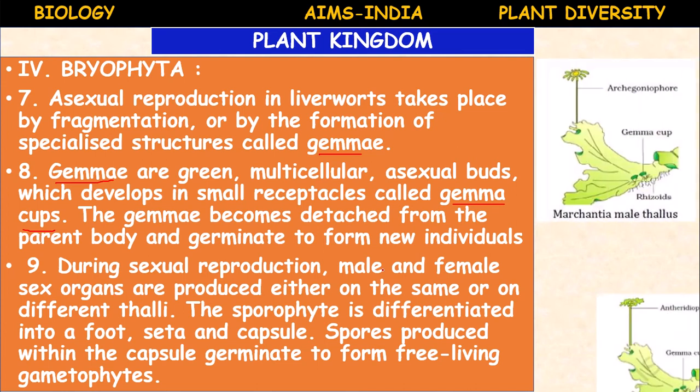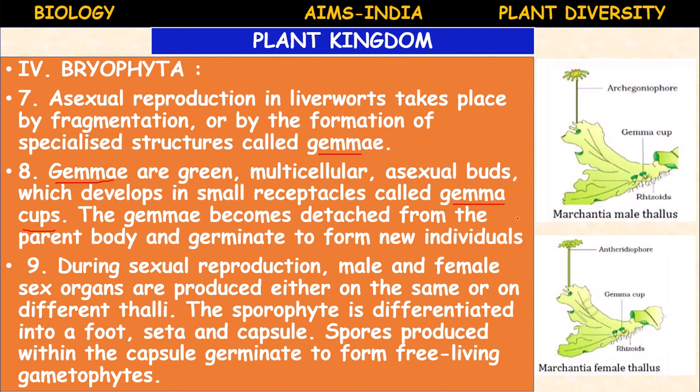Okay, see here you can see Marchantia, male thallus and female thallus. The male thallus has the antheridiophore, and the female has the archegoniophore. Antheridiophore and archegoniophore, these are the male and female. It also shows the gemma cup here. The rhizoids are the root-like structures; they are not true roots. Okay, the body of these bryophytes, moss plants, is also called the thallus.